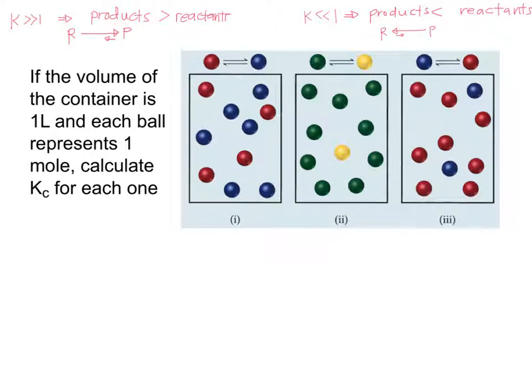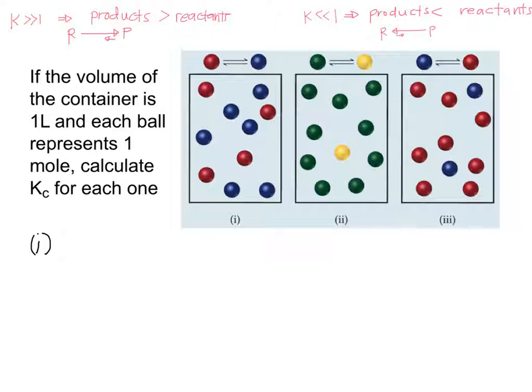Now this time, let's go ahead and calculate the Kc for each one of these boxes. We're going to assume that the container is 1 liter and each one of these spheres represents 1 mole.